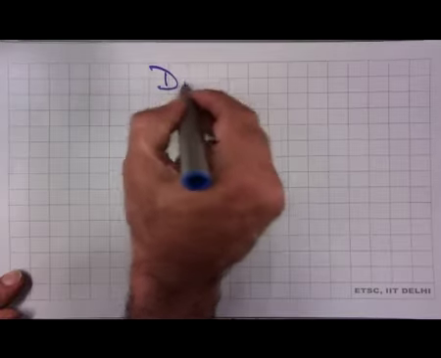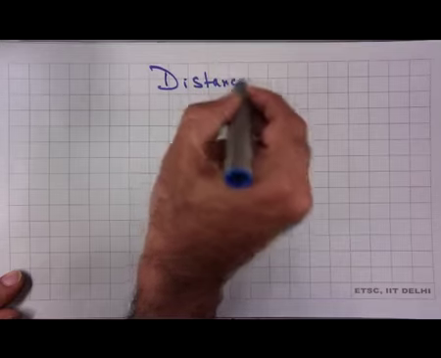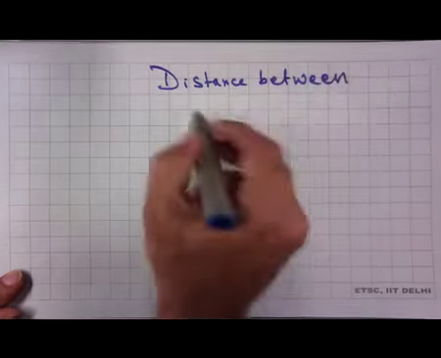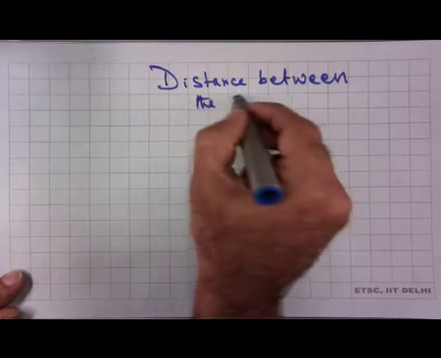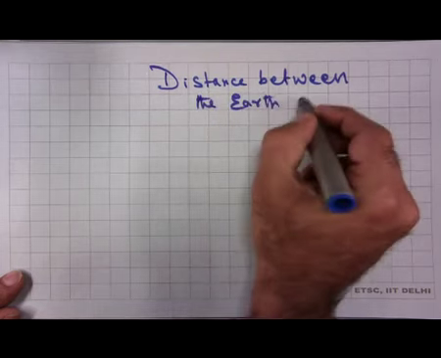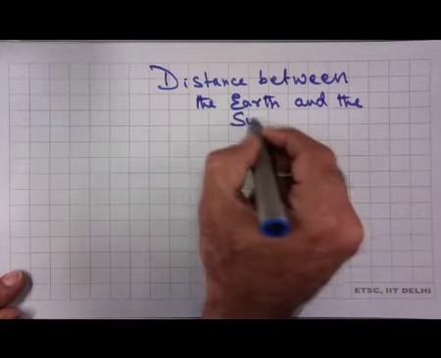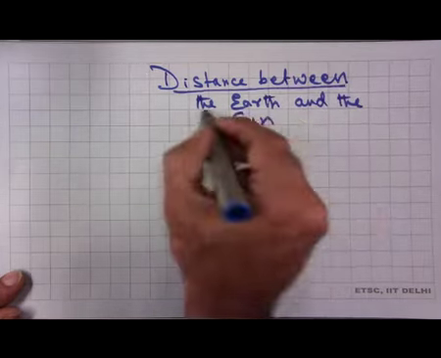Now I will illustrate to you how we can actually estimate the distance between the earth and the sun. In fact, the distance between the earth and any planet. The idea is to look at transit times.